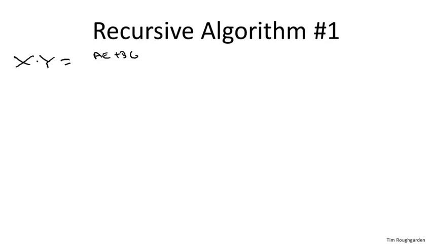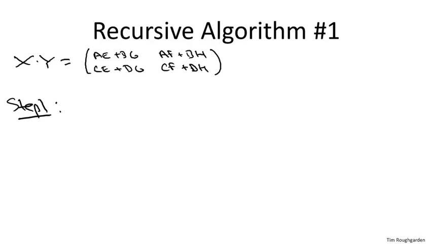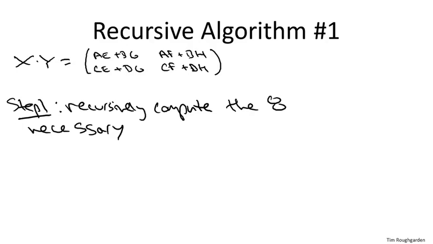And now our first recursive algorithm is simply to evaluate all of these expressions in the obvious way. So specifically in step 1, we recursively compute all of the necessary products. And observe that there are 8 products that we have to compute, 8 products of n over 2 by n over 2 matrices. There are 4 entries in this expansion of x times y. Each of the blocks is the sum of 2 products, and none of the products reoccur. They're all distinct. So naively, if we want to evaluate this, we have to do 8 different products of n over 2 by n over 2 matrices.